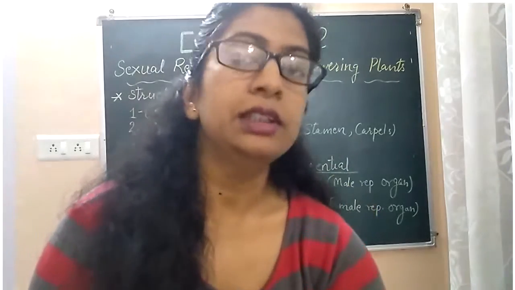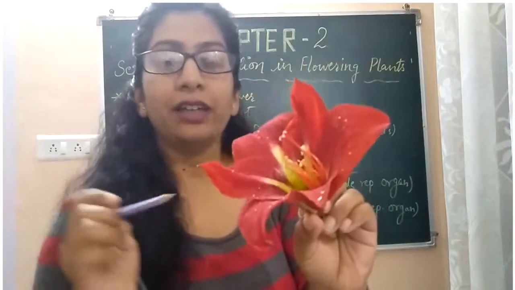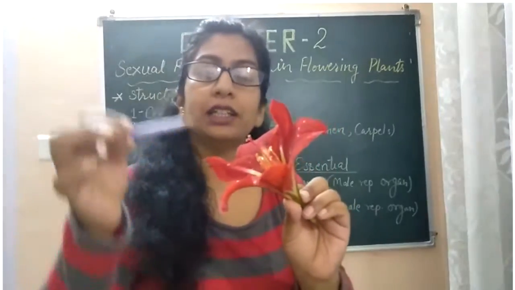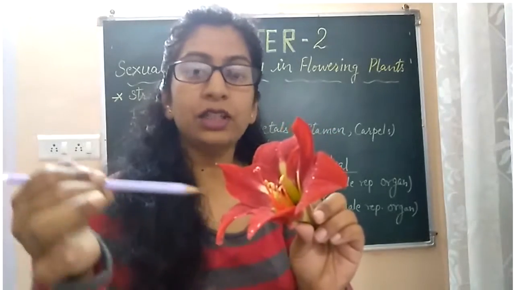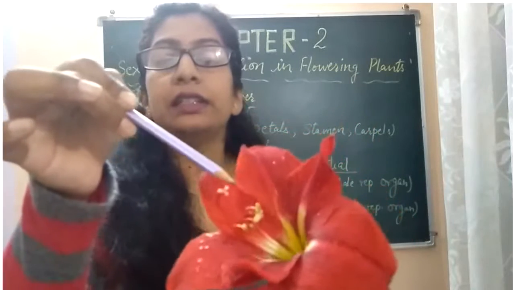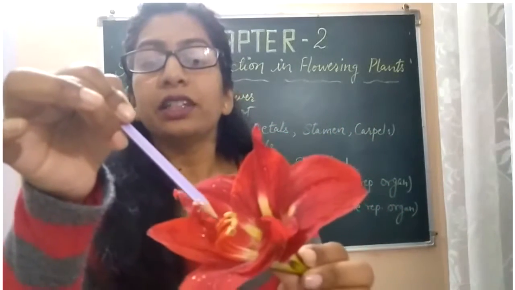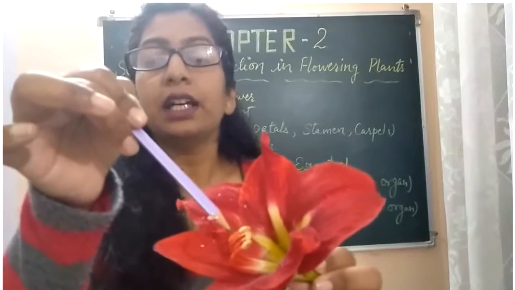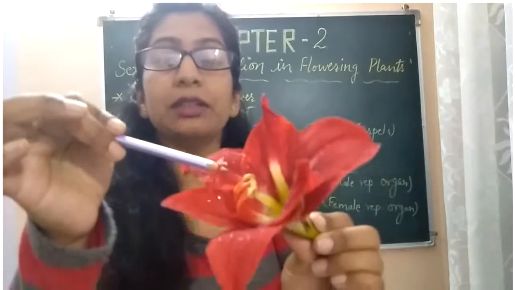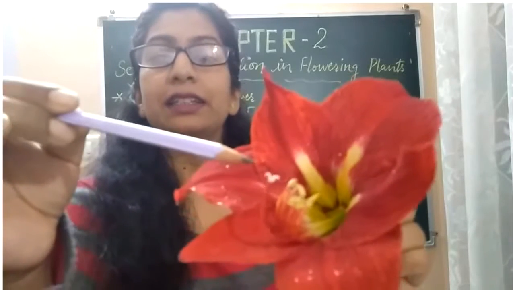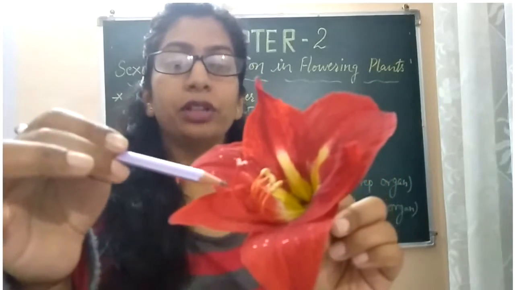Let me show you in a larger flower. So here I have this flower. In this you can see the petals are colored. Here you can see these petals are collectively known as corolla. Here you can see these structures, this yellow color structure with this extension over here. These are known as stamen, which is the male reproductive organ, and this structure over here you can see is the stigma. Stigma is a part of carpel, which is your female reproductive organ.